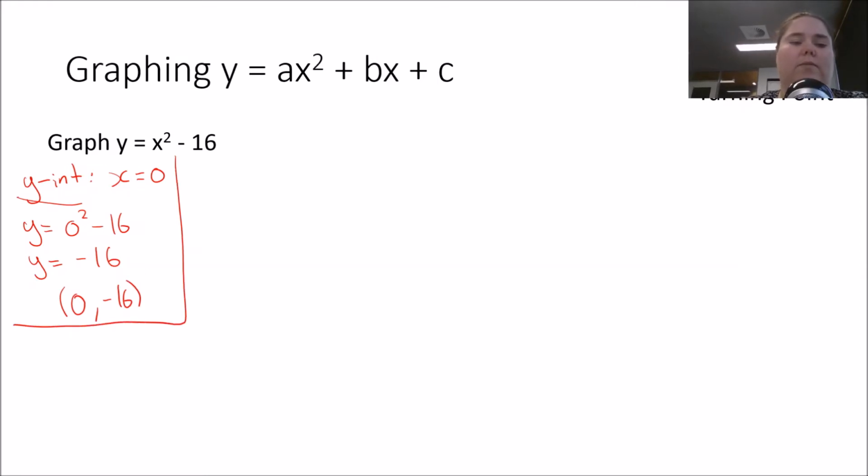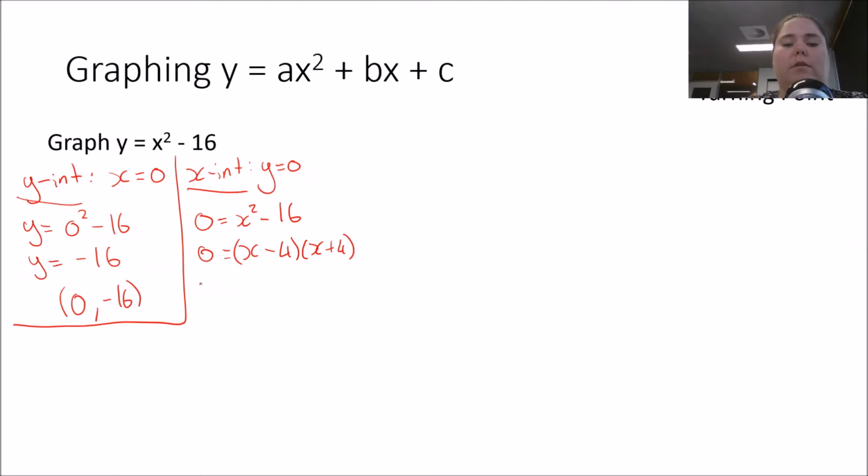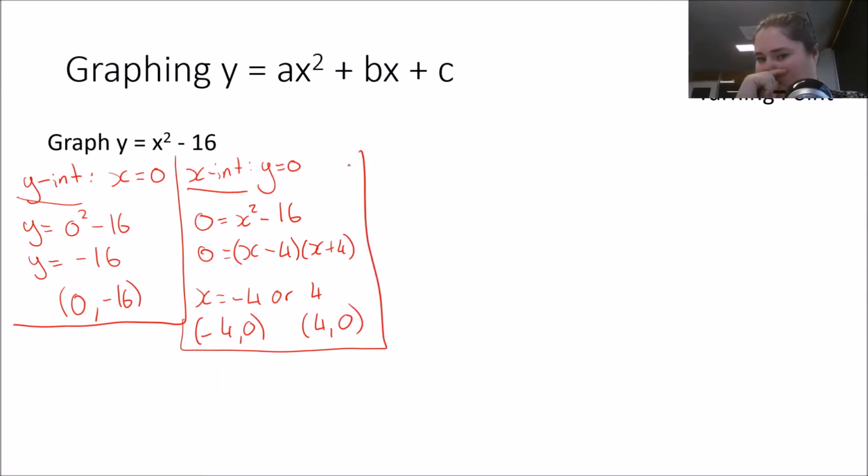Okay, next one, x-intercepts. As I was saying, we generally do our factorizing here. I can see that that is a difference of two squares, so it factorizes as negative 4 and positive 4. So I know x equals negative 4 or positive 4. Those are my x-intercepts. Nice, straightforward, just using the algebra we've been learning.